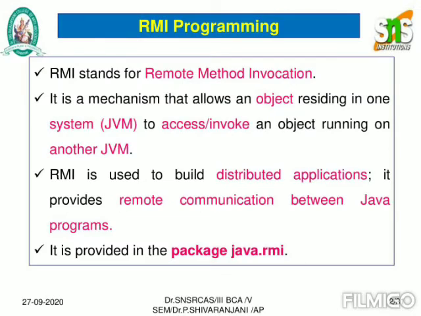So what is meant by RMI programming? RMI stands for Remote Method Invocation. It is a mechanism that allows an object residing in one system, called a JVM, to access or invoke an object running on another JVM. JVM is nothing but Java Virtual Machine. RMI is used to build distributed applications. It provides remote communication between your Java programs. It is provided inside the package called java.rmi.